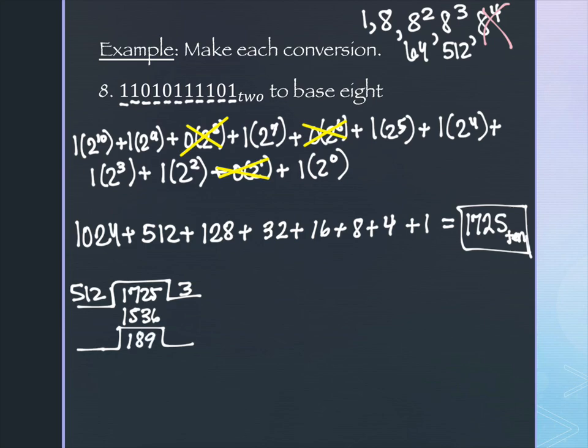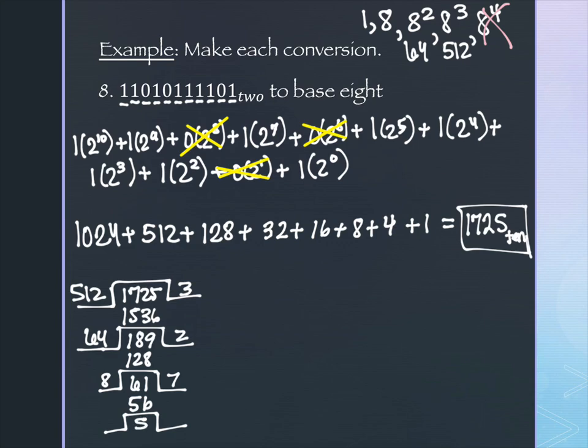Okay. Next power of 8 is 64. How many 64s are in 189? 2. 2 times 64 is 128. Subtract and we get 61. Divide by 8: how many 8s are in 61? 7. 7 times 8 is 56. Remainder, what's my remainder? 5. Thank you.